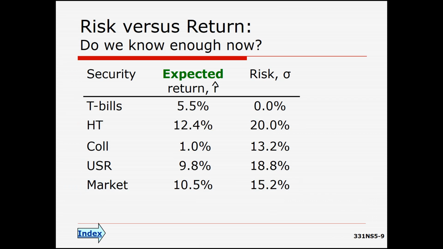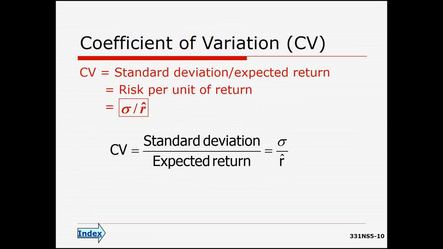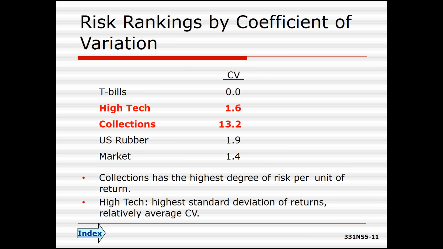If you have to choose only one, how do you choose which asset to invest in? None of them have the same expected return or the same risk. The solution is the coefficient of variation, standard deviation divided by expected return. Risk per unit of return. Lower is better. Coefficient of variation allows us to choose one asset to hold in isolation from a group of assets. Here are the coefficients of variation for all our sample assets. Collections has a very high CV, low return, high risk. High-tech, which had the highest risk metric, is really only slightly riskier than the market.